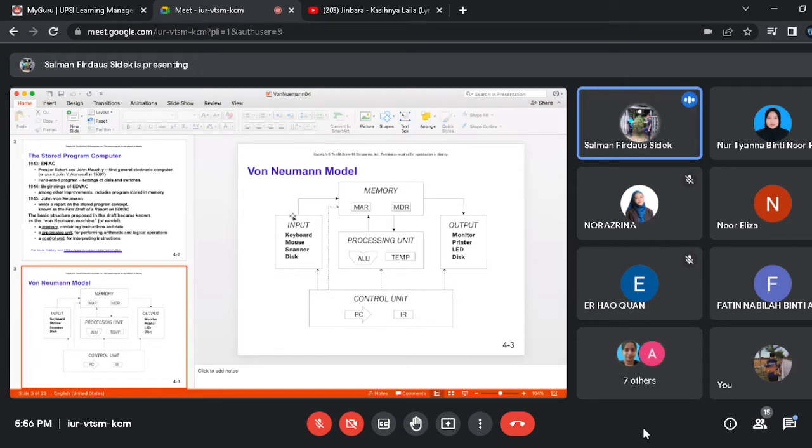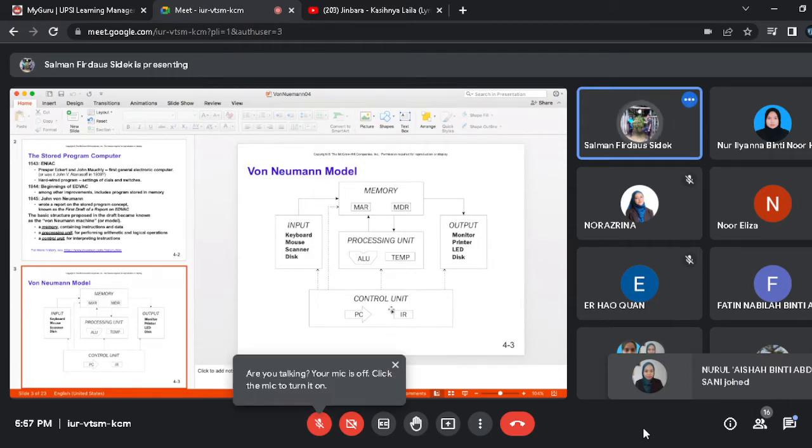In the control unit, you can see it has PC and IR. This one is quite technical. I don't want to tell you now what PC and IR are for. Let's go with the flow. Later in this note, you can find out the meaning of PC and IR. So don't worry. Until this page, any question?